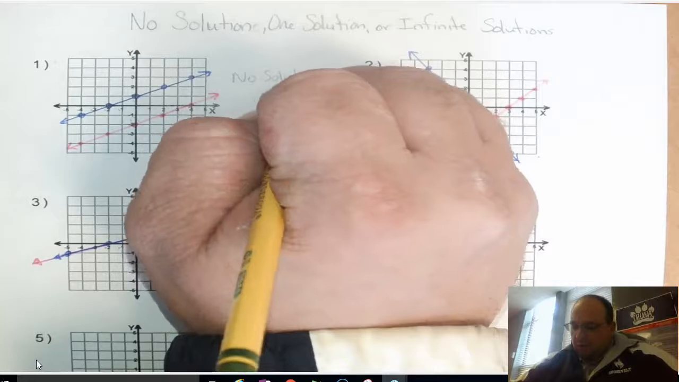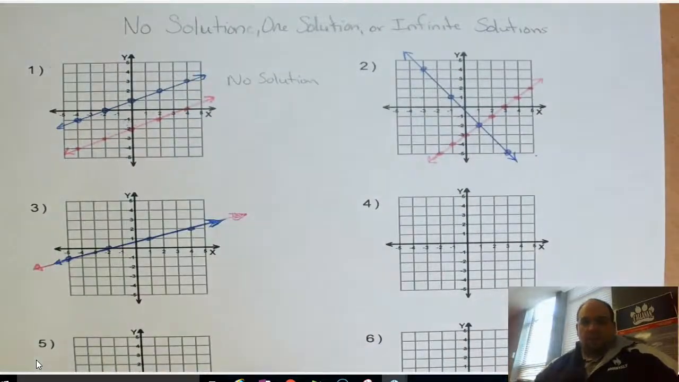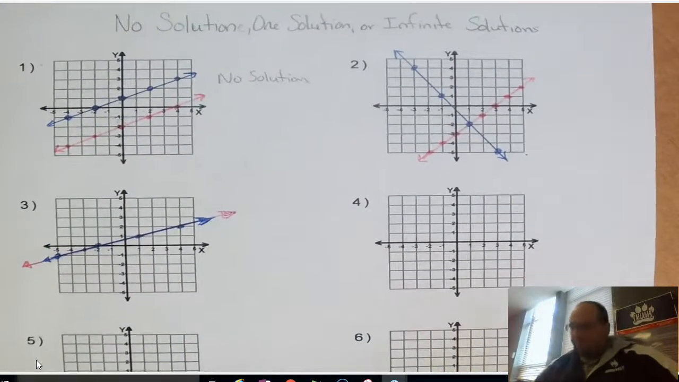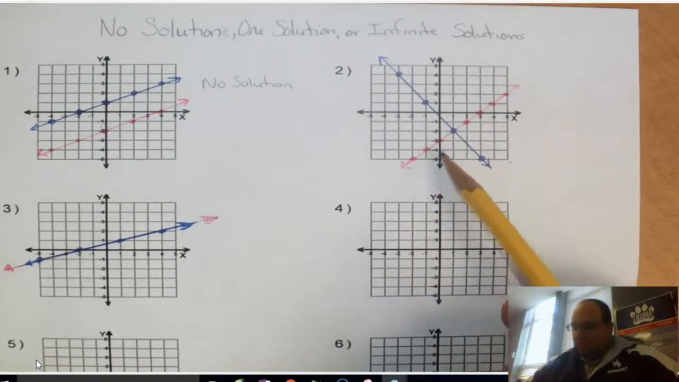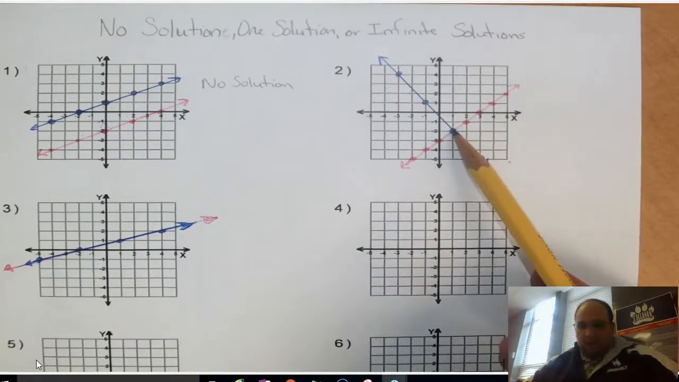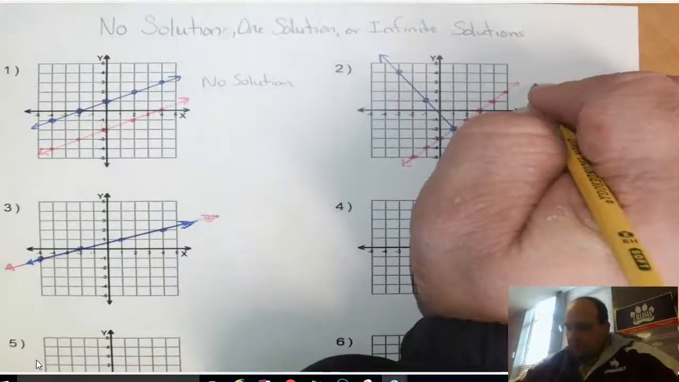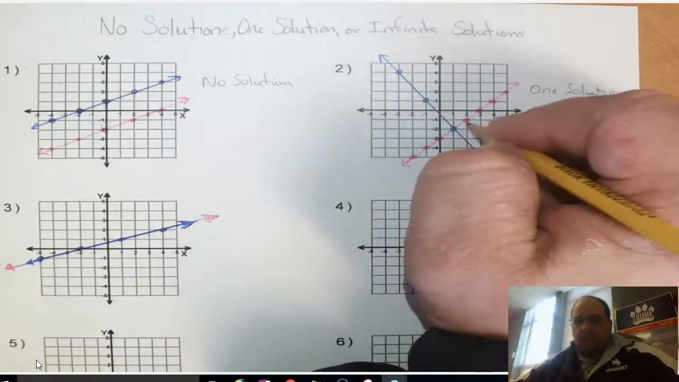So we're going to have no solution anytime that we have two lines that don't ever look like they're going to cross. Or another way to think about that is those two lines are parallel to one another. Let's look at number two. Number two, you see here that we have two lines that cross at a point. When we have two lines that cross at one particular point, we're going to identify that as a one solution. So again, we're going to have one solution anytime that we have two lines that cross and meet.